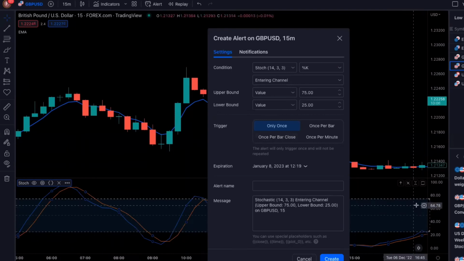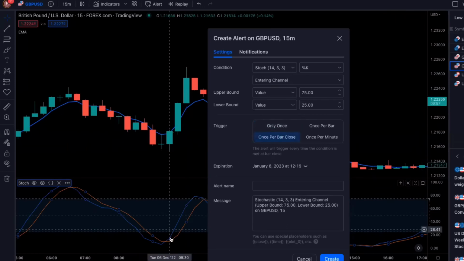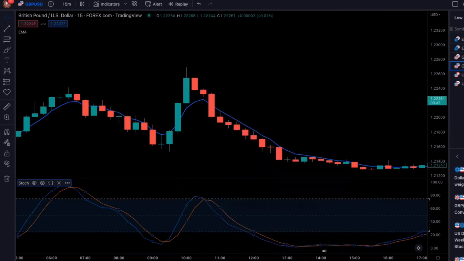So that's going to be, you're going to get alerted here. And from trigger, once per bar close. So whenever a bar closes where the stochastic enters the channel, you're going to get an alert from TradingView for free. It's pretty awesome, right? Okay. Click create and you've got your alert set up. Simple as that. All right.